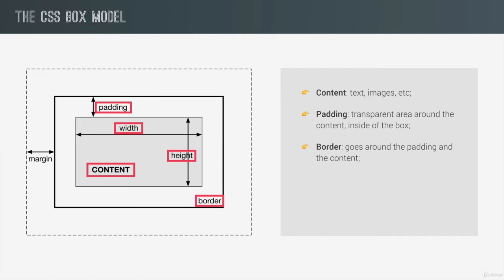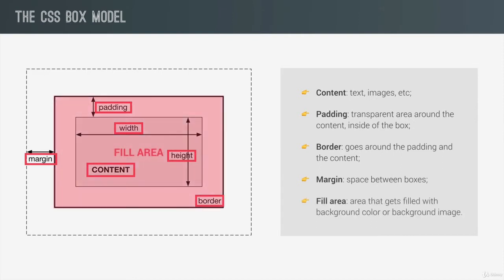Then, similar to the padding, we have the margin. But instead of being inside the box, the margin is white space that's actually outside of the box itself. So we can think of margin as the space between boxes. So for instance, if we want to create some space between two elements, we will simply use their margin properties in CSS.